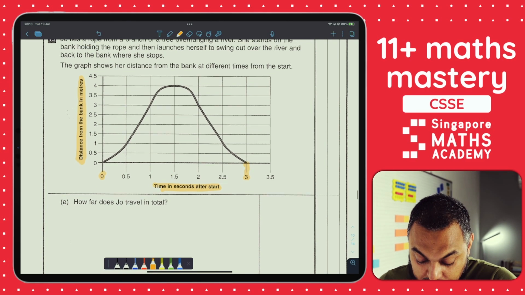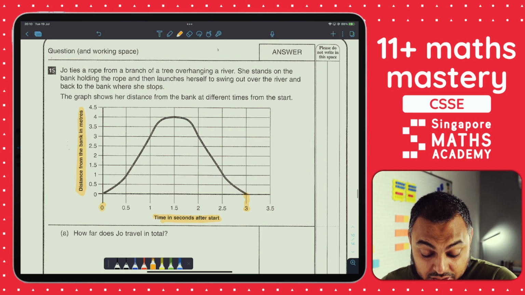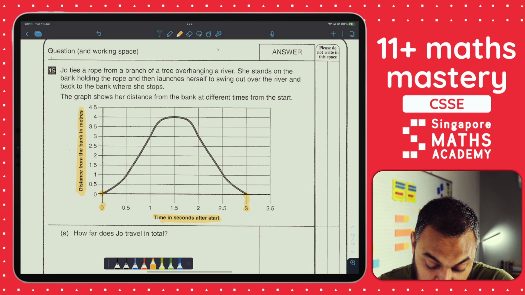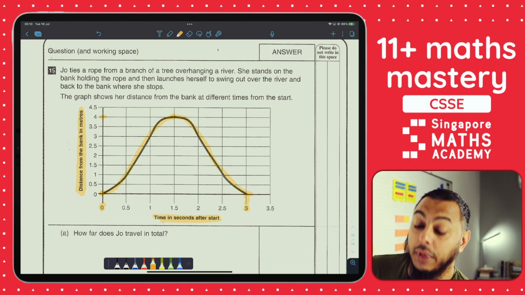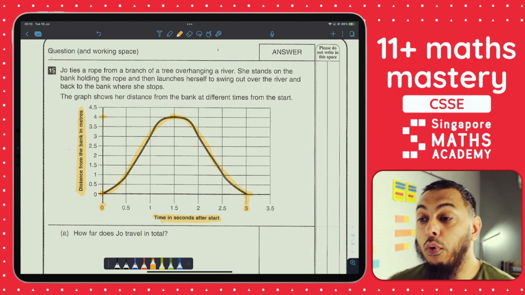So it says, how far does Joe travel? Joe ties a rope from a branch of a tree overhanging a river. She stands on the bank holding the rope and then launches herself. So from here, she launches herself and goes all the way here and then comes back down. So the furthest she travels is this amount, which is going to be 4 meters.